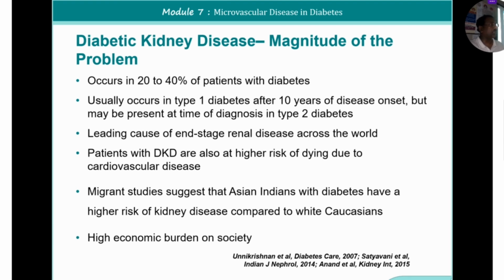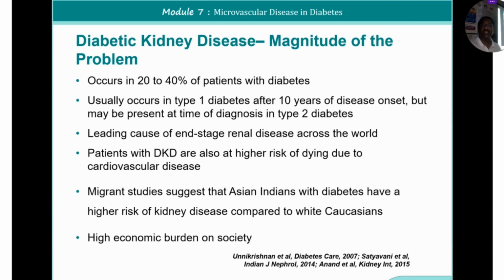In India, only two reasons for end-stage renal disease. One is diabetes, the second one is hypertension. Patients with DKD are also at high risk of dying due to cardiovascular disease. I told you, even at the third stage of your DKD, more and more people will present with ischemic heart disease.